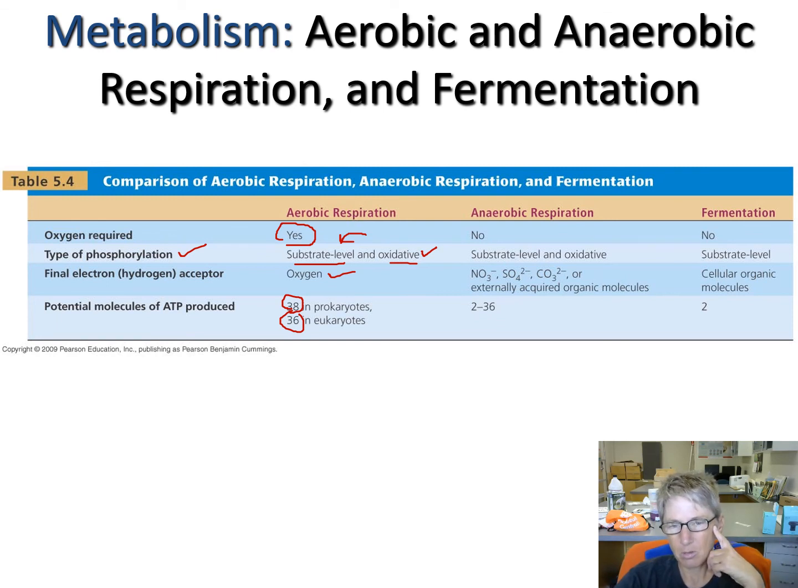In anaerobic respiration and fermentation, oxygen is not required. In anaerobic respiration, you can phosphorylate ADP to ATP via substrate level and oxidative phosphorylation. But in fermentation, you only do substrate level phosphorylation. In anaerobic respiration, look at all these final electron acceptors. I think this is nitrite or nitrate. This is sulfite or sulfate. I'm not sure what that one is. CO3. I mean, CO2 obviously is carbon dioxide. And then you can make up to 36 ATP with this. In fermentation, whatever cellular organic molecule is there, you can use as your final electron acceptor. And I think that's the end.